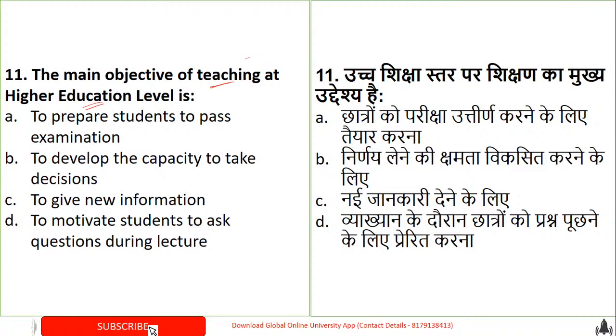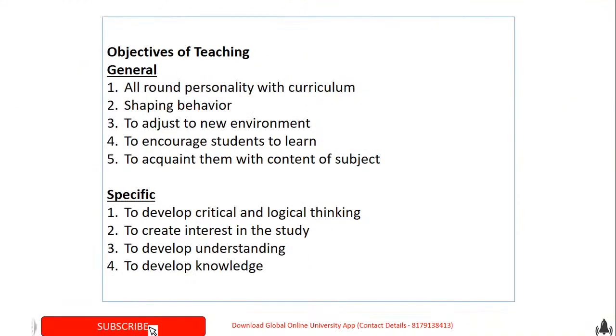So when I talk about the main objective of teaching at higher education, the question is talking about what? The question is talking about teaching. Very correct. But they have immediately given higher education. So when you talk about higher education, it is basically to develop the capacity of taking decisions. That is the reflective level. Actually, it is not connected to levels of teaching, but reflective level, where your education should be reflected, and that happens when you develop the capacity of taking decisions. So here the right answer is option number B.